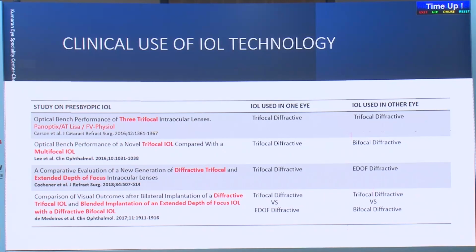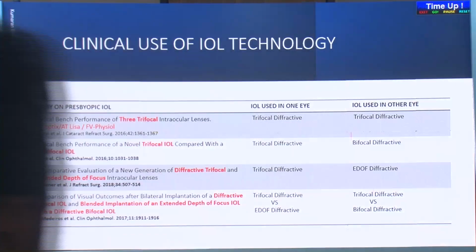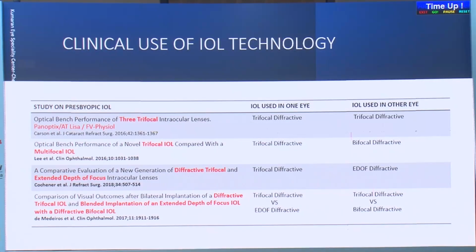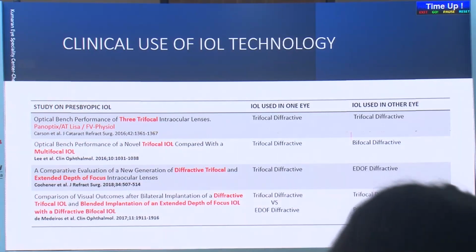The next study, one eye trifocal, other eye EDOF diffractive. So what does it do? This particular patient's intermediate vision will be very good because in one eye he's got an EDOF, and he has good vision for near and distance. In the fourth study, they put a trifocal diffractive in both eyes, and in another group an EDOF diffractive and a bifocal diffractive. This also works well, because one eye has a trifocal diffractive, and the other eye you have an EDOF and a bifocal. Again, it works well.